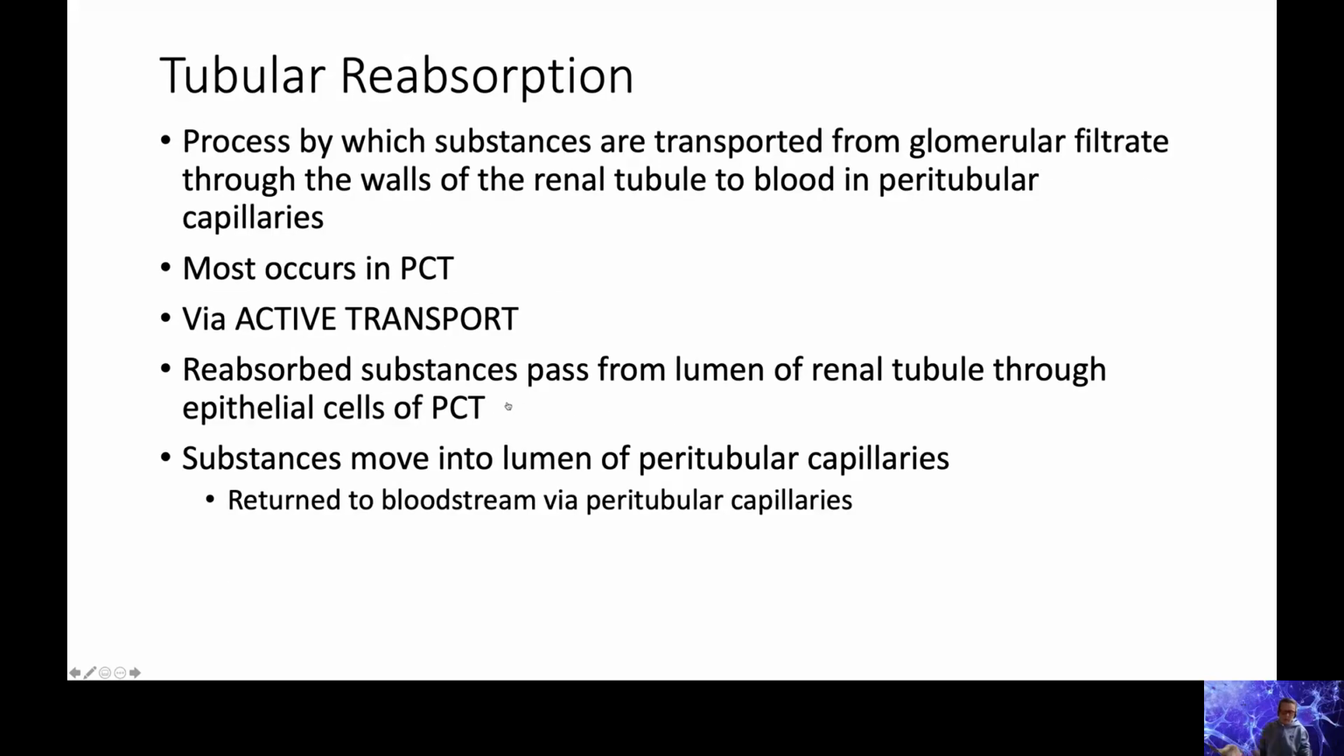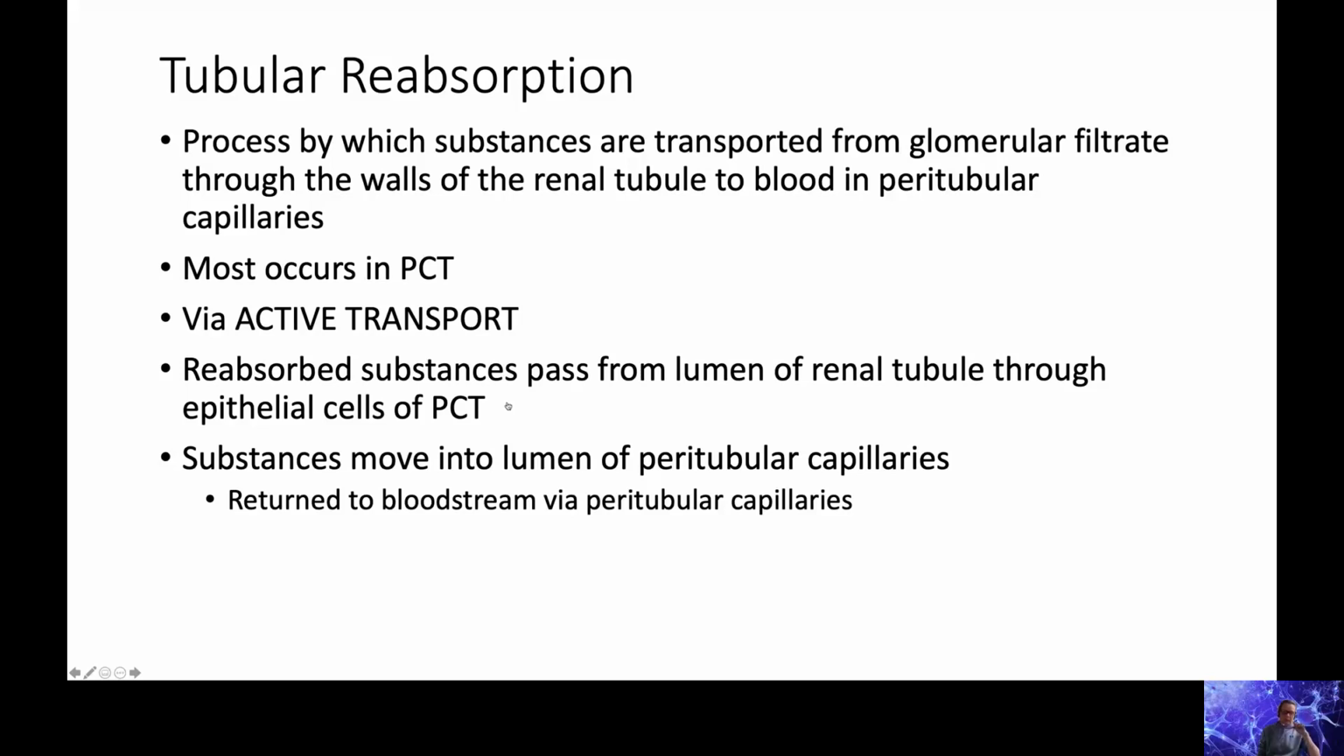So you now have this filtrate that's in the Bowman's capsule and is going to move into the proximal convoluted tubule. So about 65% of reabsorption of stuff that you need is going to occur in the proximal convoluted tubule. So about 2/3, roughly 2/3. I won't ask you that percentage, but you should know the majority of reabsorption is going to occur in the proximal convoluted tubule.